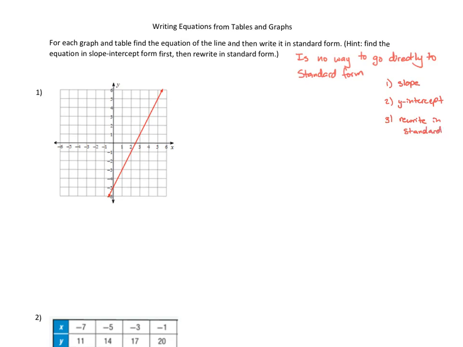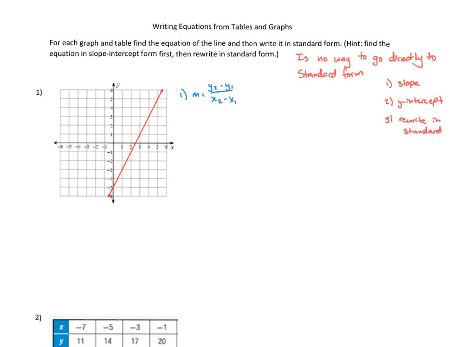Now, depending on how nice your graph or table is, the first 2 steps might be really, really easy. I'm going to show you how to do it according to the equations. That way, even if you don't have a nice graph or table, you can still find it. So let's get started. Number 1, we've got to find slope. In order to find slope, we need 2 points, because remember, slope is m equals y2 minus y1 over x2 minus x1.